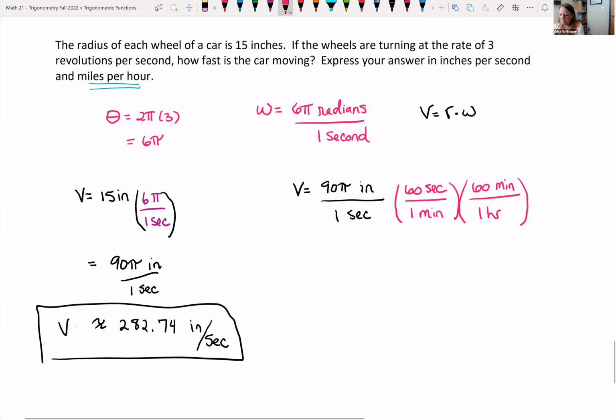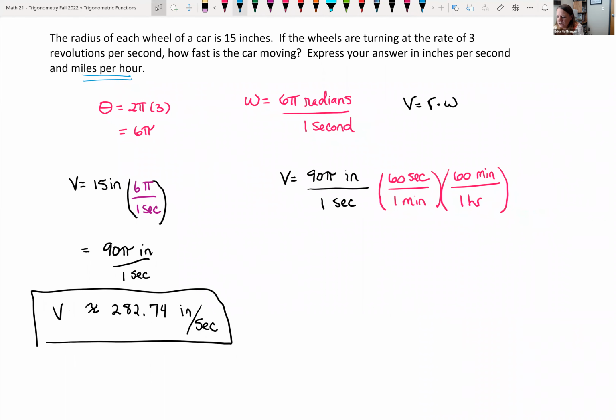Well, let's first go from inches to feet. We know that there is 1 foot. I know I need to get rid of inches, so inches has to be in the denominator here. 1 foot is equal to 12 inches. I need to get rid of feet and put it into miles, and we have 5,280 feet is equal to 1 mile.